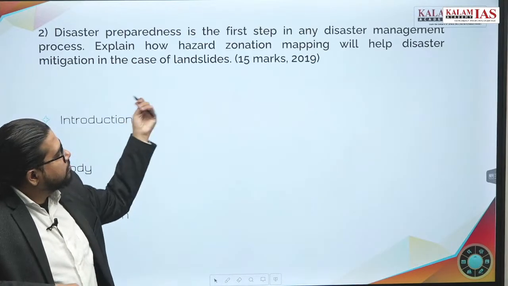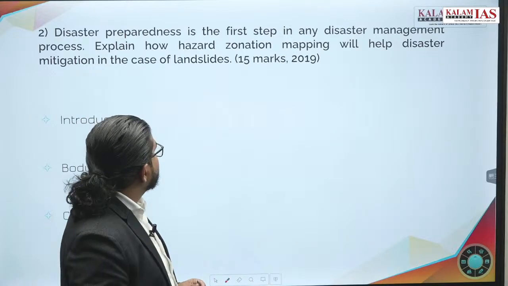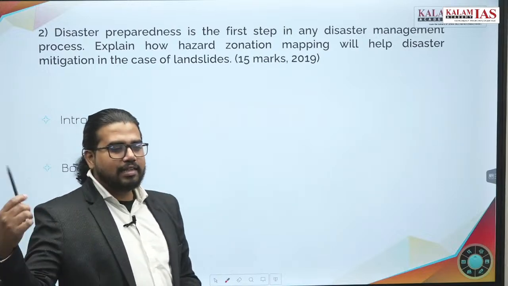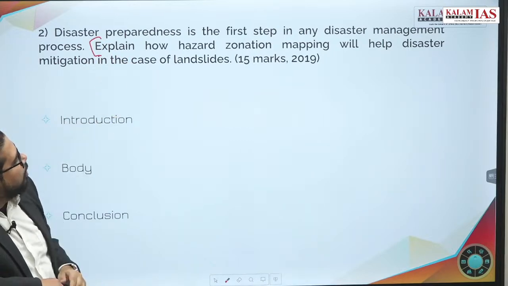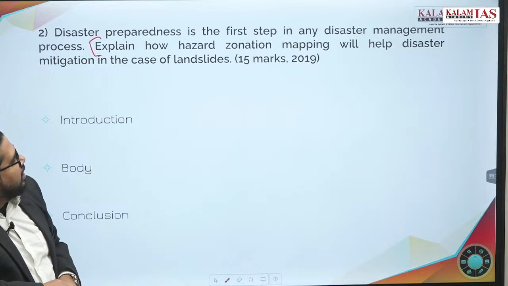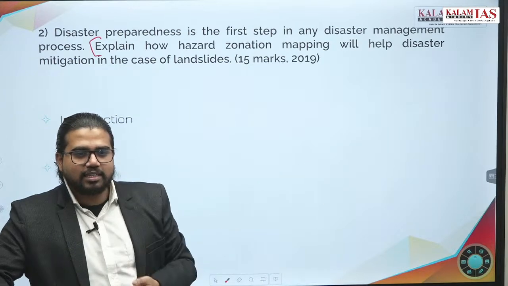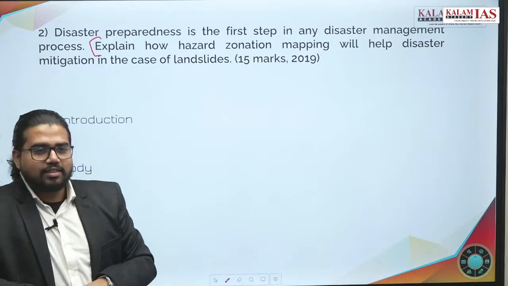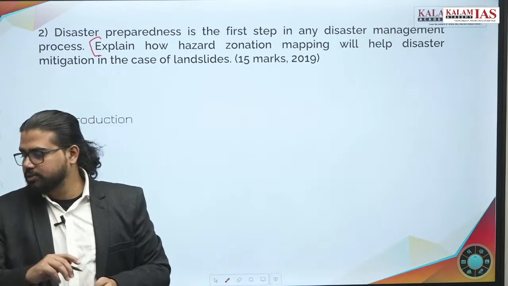Go ahead. So we have the second question. Disaster preparedness is the first step in any disaster management process. Same as the previous question, we have a statement, and after that the question starts. Explain how hazard zonation mapping will help disaster mitigation in the case of landslides. The statement is something else and the question is totally something else. And the difficulty is, this is 15 marks. Only one question and 15 marks. So how do we address all these issues?